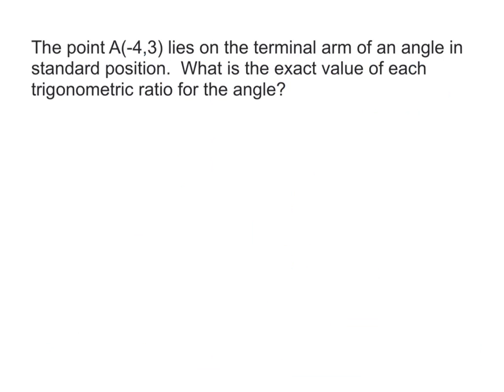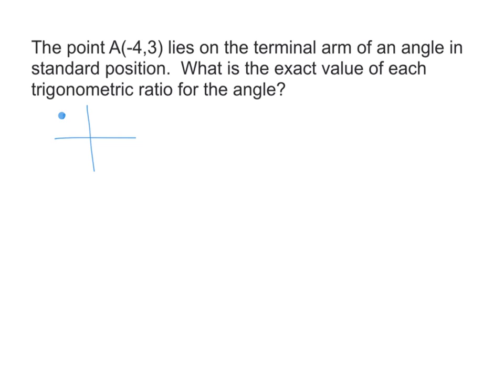The other type of question that I want to look at with you today is this one. It says the point A at (-4, 3) lies on the terminal arm of an angle in standard position. And then, what is the exact value of each trig ratio for the angle? So I'm going to just plot that point first. (-4, 3), so it's around there. Over 4 to the left, up 3.